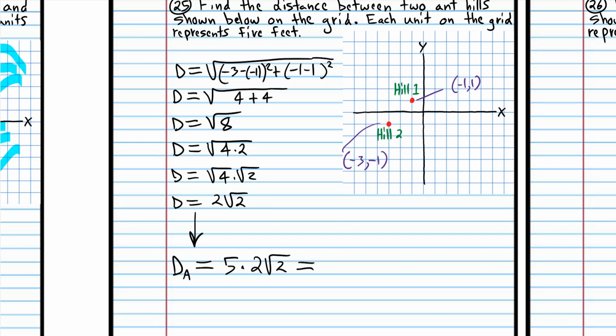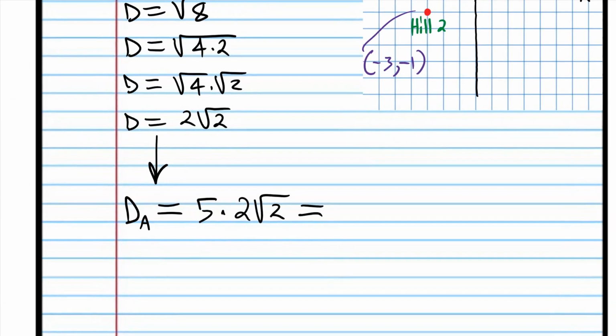So this is whatever units this is, we don't know because it's kind of hard to say because it's a root expression, but that's however many units. But each unit represents 5 feet, so we have to multiply by 5. And you may remember from my beginning algebra course, when you multiply these types of expressions, the 5 and the 2 are outside the root, so you just multiply them together, and we get 10 root 2. And we have to say ft for feet.